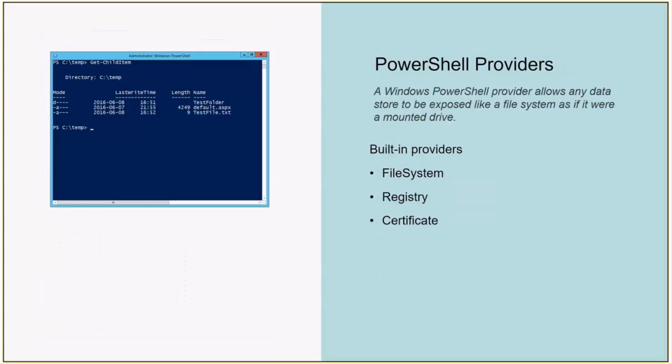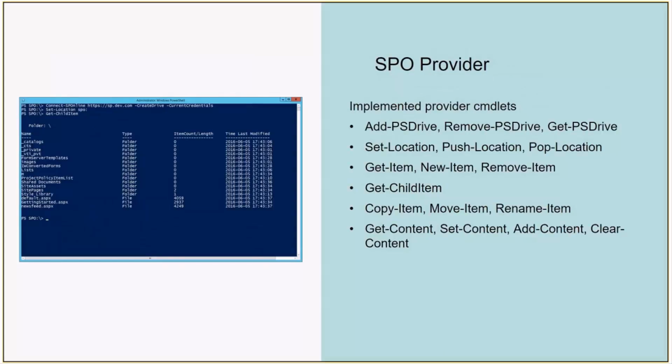And PowerShell has this concept of providers, where you can view any data store as a file system. There are a few built-in providers like the file system, the registry, or the certificate store. There are a few others. But the best part is you can build your own provider and extend the provider framework. So we did just this. We created an SPO provider in the PnP PowerShell repo. The provider allows you to navigate SharePoint as a file store. And here you see some of the cmdlets implemented by this provider. So let's go for the demo.